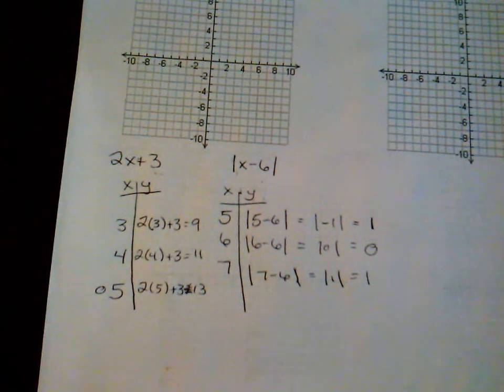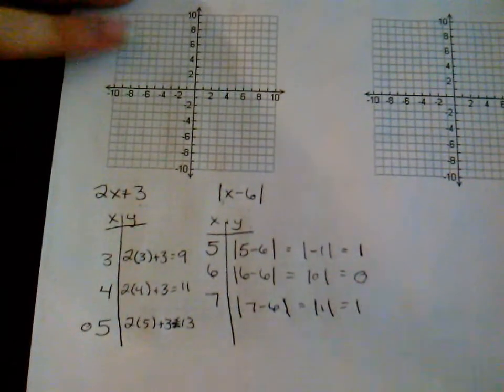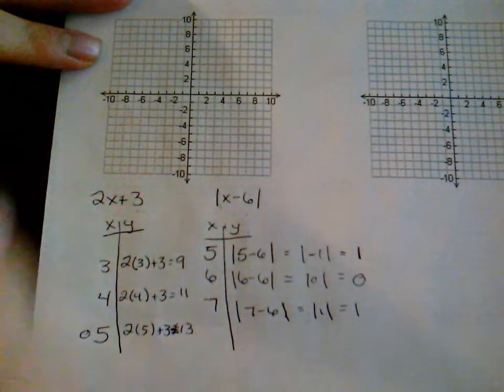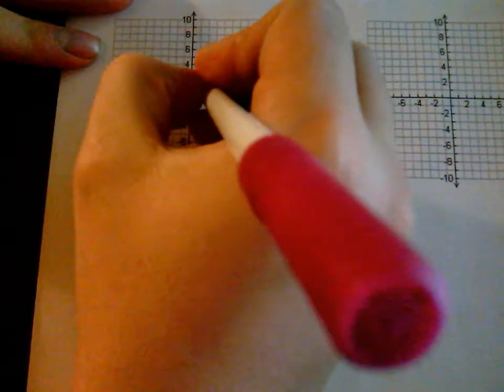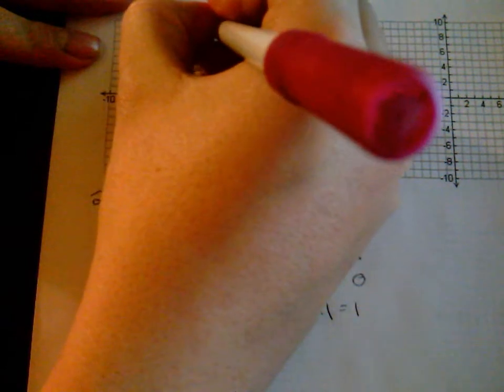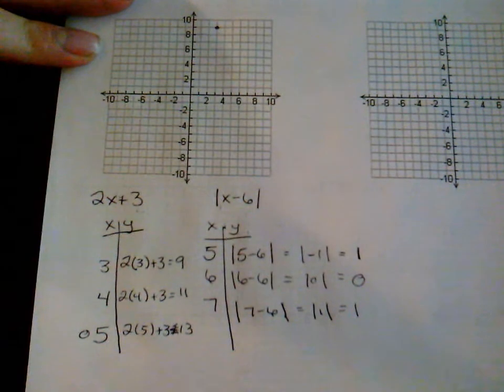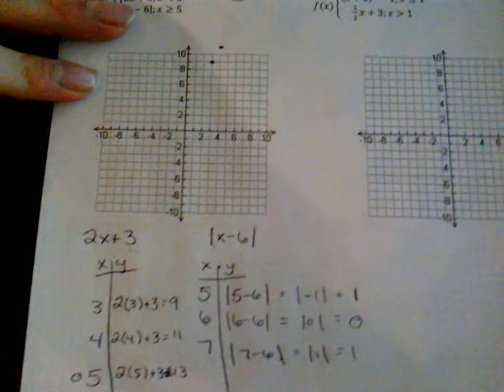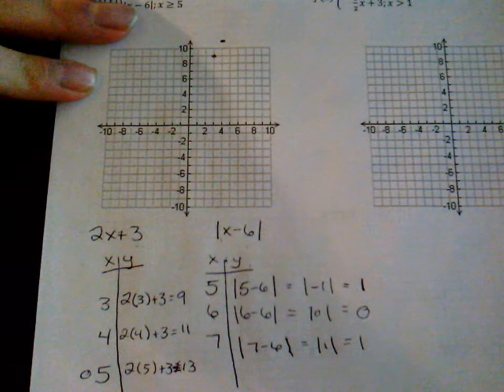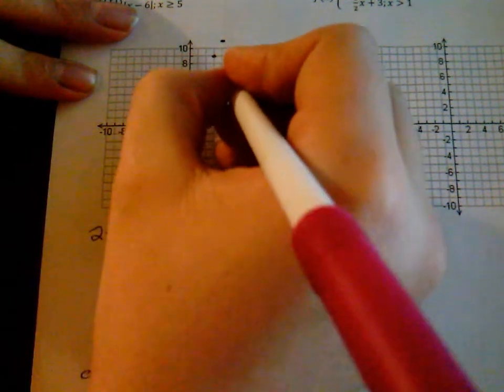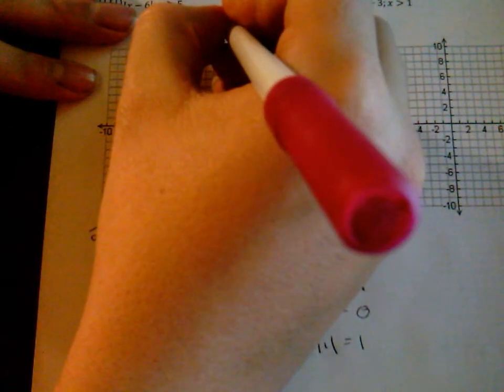So let's graph all these points. The first one's going to be 3, 9. So I'm going to go to 3 and I'm going to go up to 9, put a little point. Next one is 4, 11. Now there really isn't an 11, so I'm just going to guesstimate and put it right there. And then 5, 13. So I'm going to go 5. Again, I don't have a 13, so I'm going to guesstimate and say it's right there.